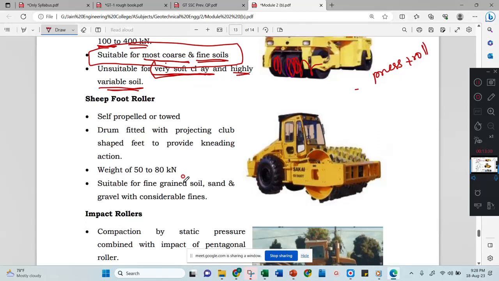Then comes the sheep-footed roller. Sheep means that bakra, no? Here you will see some projections on the wheel. Those projections are used. The weight is 50 kilonewton to 80 kilonewton. Suitable for fine grained soil, and sand and gravel with considerable fines. Fine grained soil we can remove, most probably we will not use it for fine grained soil. Sand and gravel with a small amount of fines, you can use the sheep foot roller.